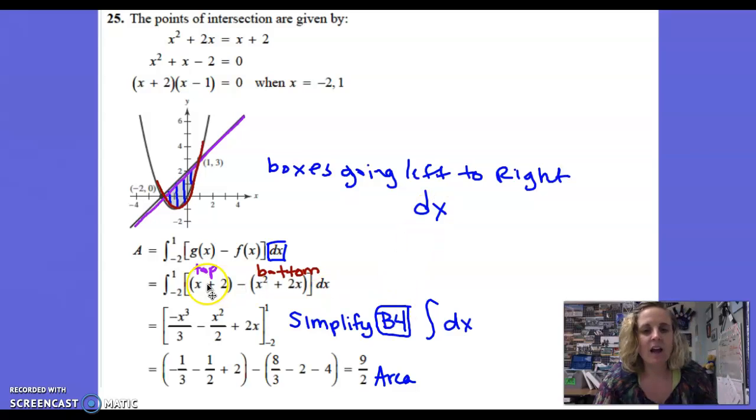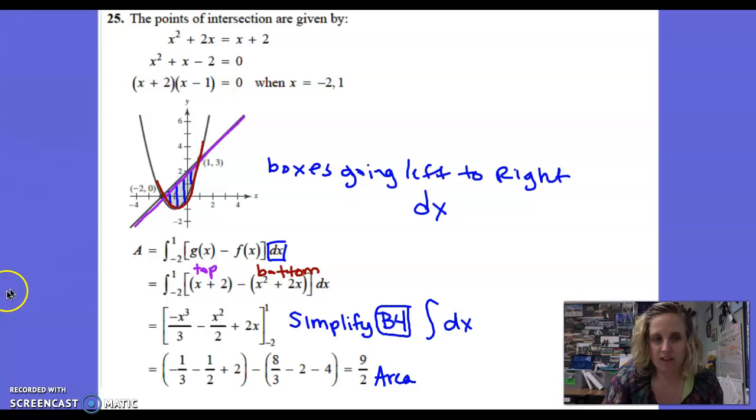Okay, then I color-coded this, the top function minus the bottom function. We have the linear minus the parabola. You need to simplify before you take the integral, so we can simplify that to -x squared minus x plus 2, and then take the integral of that, use your bounds with respect to x, and you can get that area in here. So there's just that basic review of how we get an area between two curves. This is a dx value.